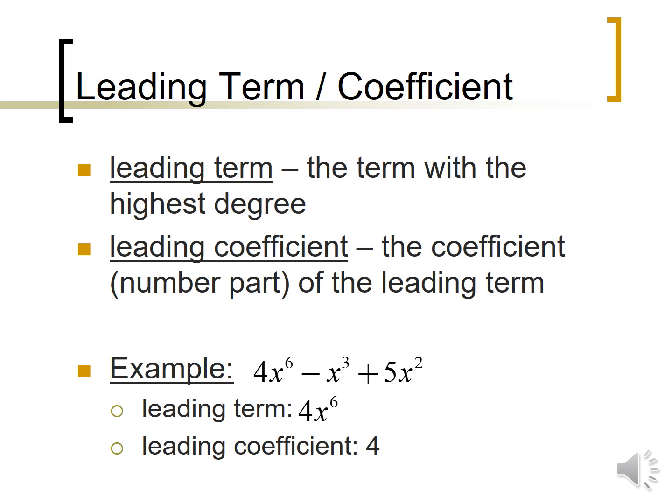Well, it's just going to be 4. My leading term is 4x to the sixth. My leading coefficient is 4. It's really easy to find these if our polynomial is in standard form, because we're just looking at the first term as we go in decreasing order, and the number part of the first term. That's all we need to do.